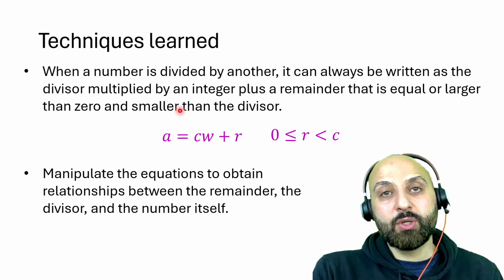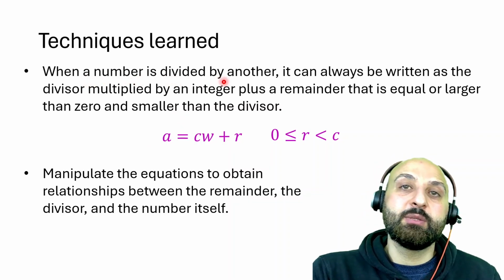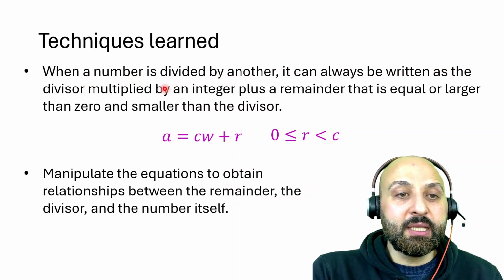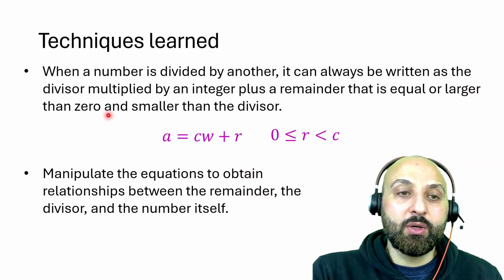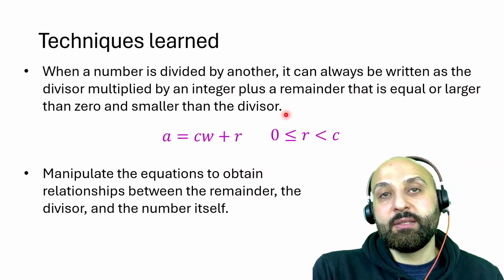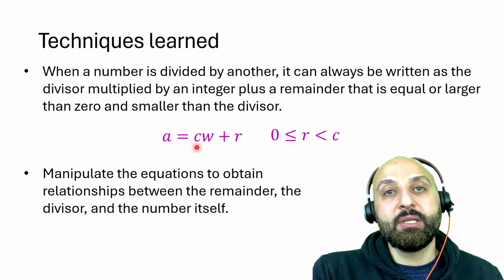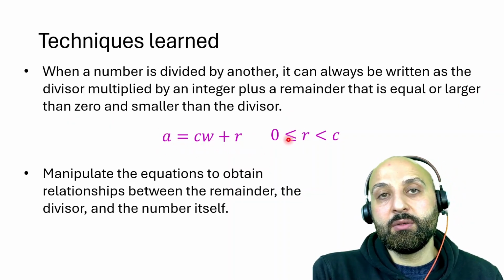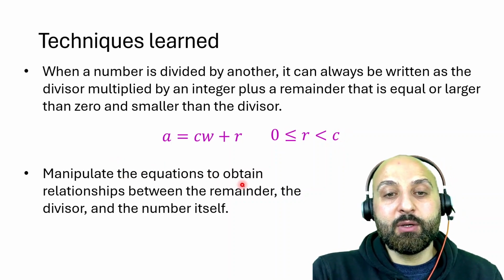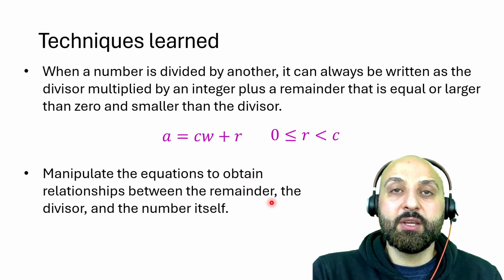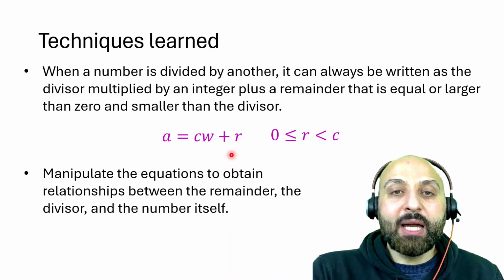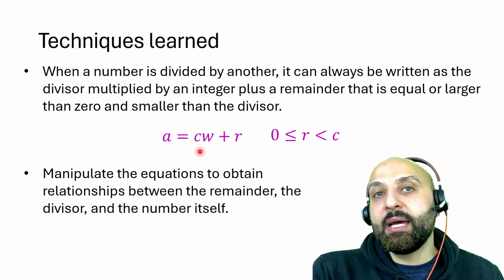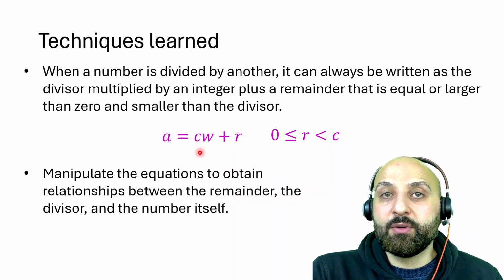Let's see what we have learned throughout this exercise. When a number is divided by another number, it can always be written as divisor multiplied by an integer plus a remainder that is equal to or larger than 0 and smaller than the divisor. So a can be written as c times w plus r, and r is equal to or larger than 0, less than c. The second point is to manipulate the equations to obtain relationships between the remainder, the divisor, and the number itself. It's always useful to write these equations and basically play with them and try to gain additional information.